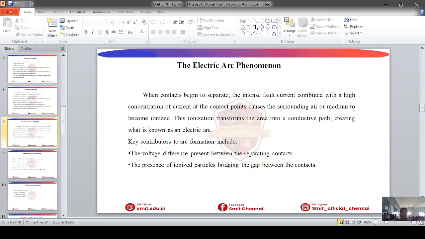Then, electric arc phenomenon. When contacts open, an electric arc is formed due to ionized air. This arc allows current to continue temporarily. This ionization transforms the area into a conductive path, creating what is known as an electric arc. Key contributors to arc formation include the voltage difference present between the separating contacts, and the presence of ionized particles bridging the gap between the contacts.